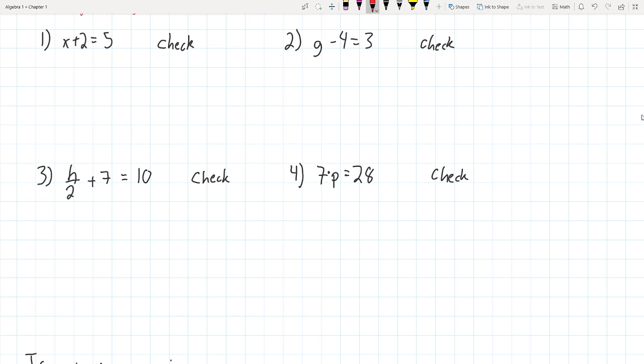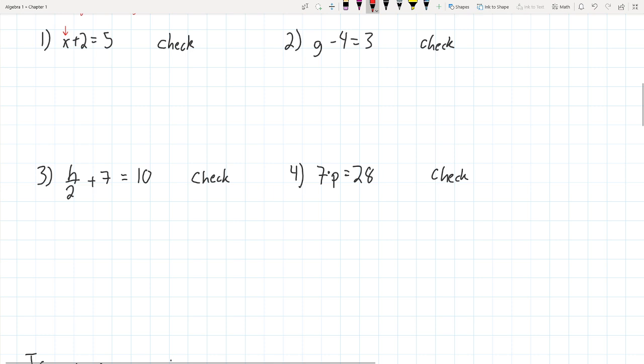Starting off with number 1, we have the expression x plus 2 equals 5. What we want to do here is isolate our variable, being that letter or symbol that doesn't have a numerical representation right off the bat. I want to get this x alone. This x needs to be alone. And the way that I do that is I need to get rid of this plus 2.